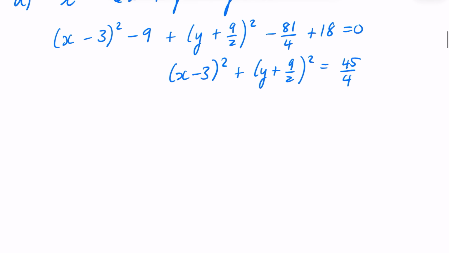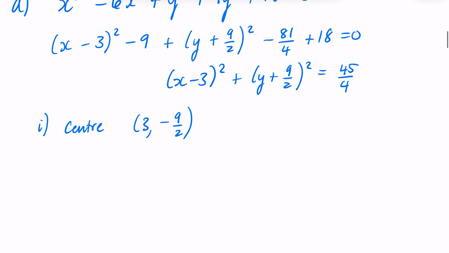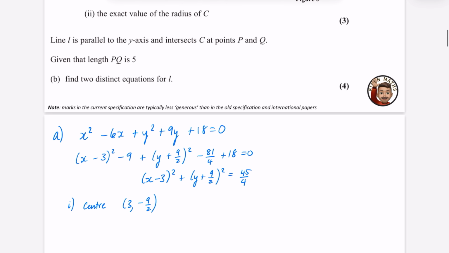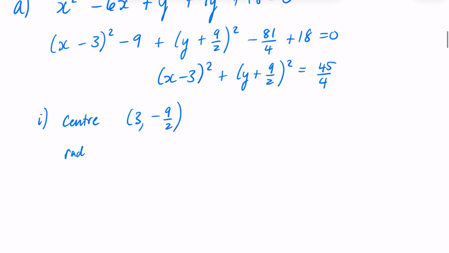Now, if you remember the standard setup for this, we can find the center of the circle by looking at these coordinates. It would be a 3 and a minus 9 over 2 for the center. And then this is the radius squared, so we will square root this. So the center is just going to be the 3 and the minus 9 over 2, which actually makes sense with the diagram. You can see that it's to the right and down for that center. And then the radius will just be the square root of 45 over 4, which is 3 root 5 over 2.